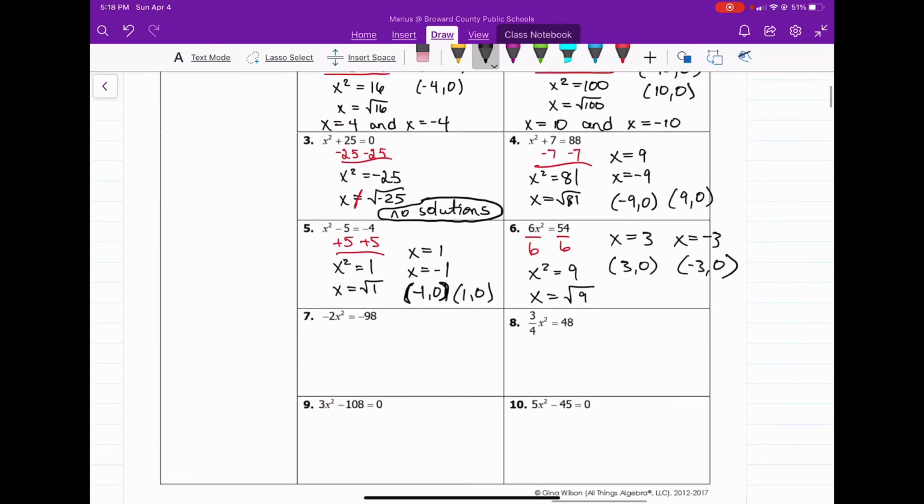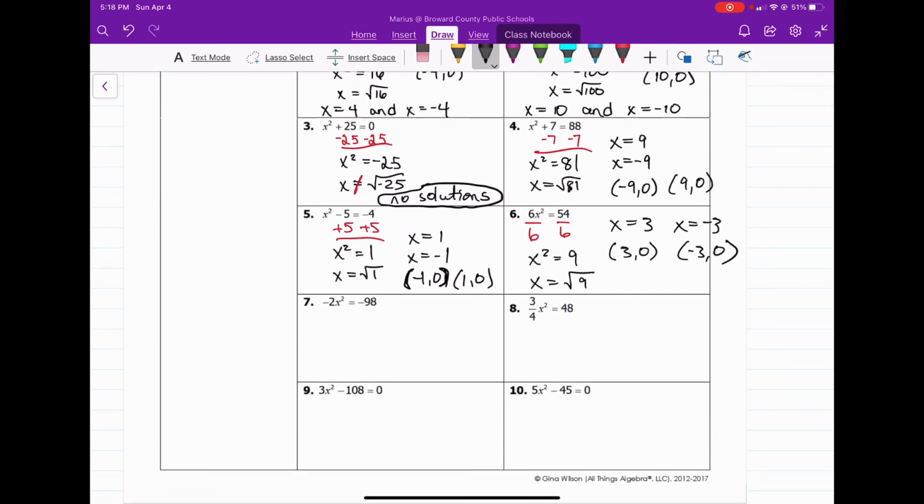Moving on. Number 7. If we want to get the x squared term by itself, we divide both sides by negative 2. And what do we end up with? x squared is equal to positive 49. When we take the square root of 49, we get positive 7 and negative 7. Which means that our x-intercepts are (positive 7, 0) and (negative 7, 0).